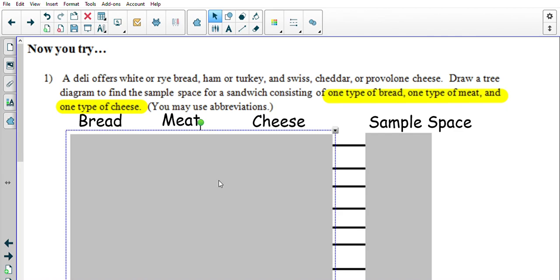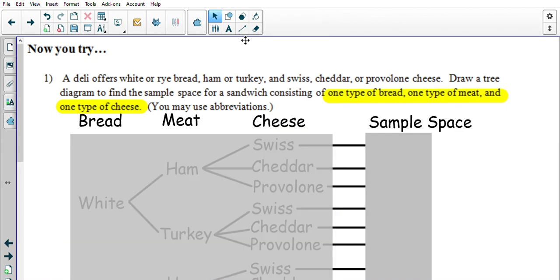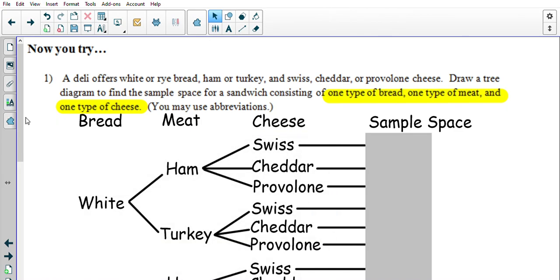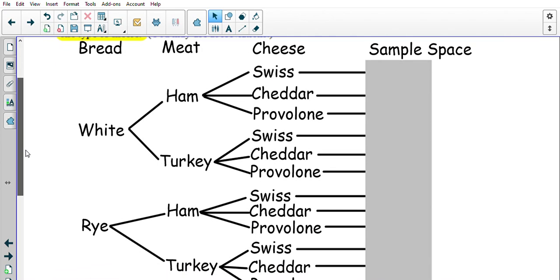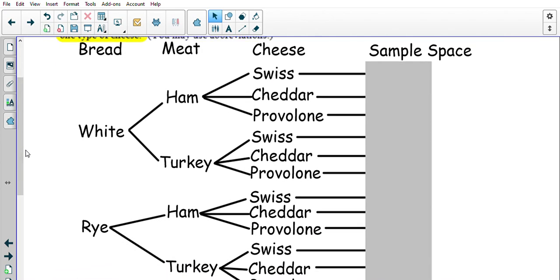So let's go ahead and create our tree diagram. I'll show this all at once. But for the bread, I have 2 choices. In a normal circumstance, you would probably have more choices, but I've got white or rye, and I spread them out to make sure that I have enough space for the rest of my tree diagram. This does take some practice. For the meat, I have ham and turkey. So off of white, I've got ham and turkey, and off of rye, I've got ham and turkey.